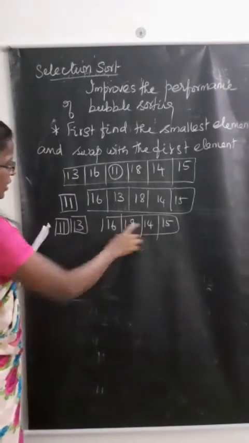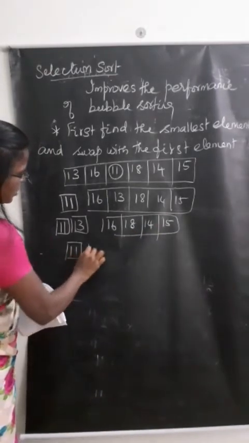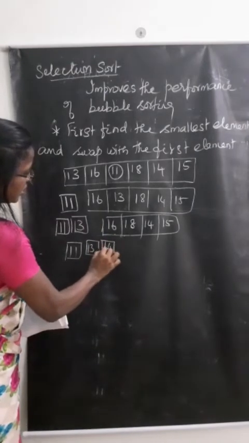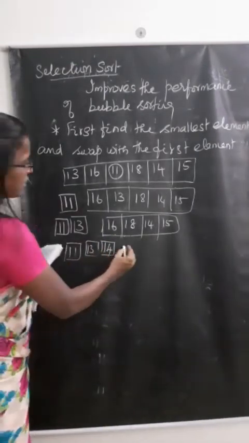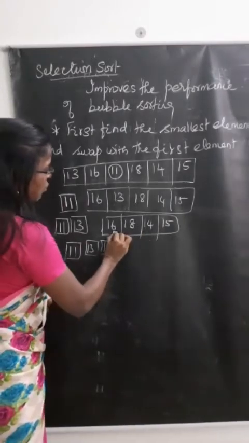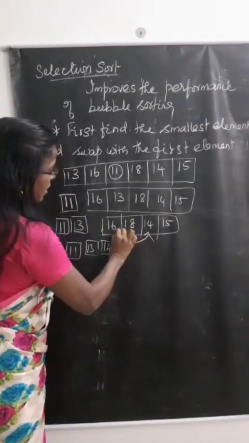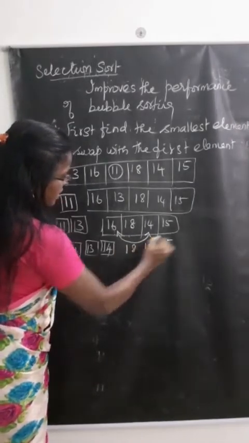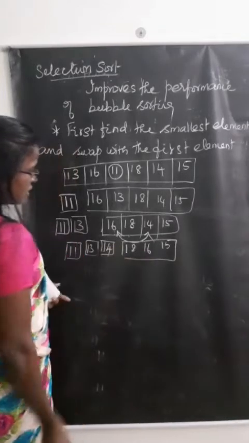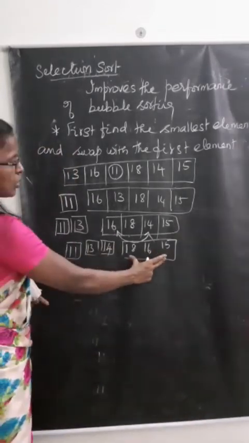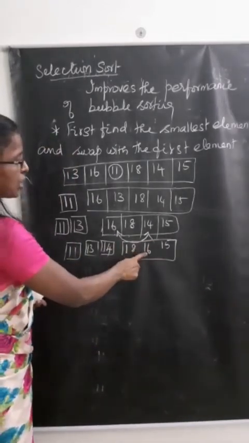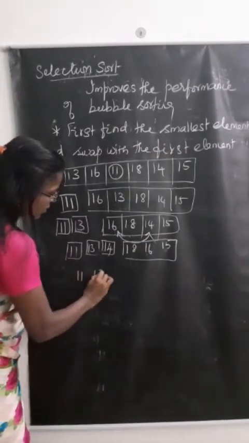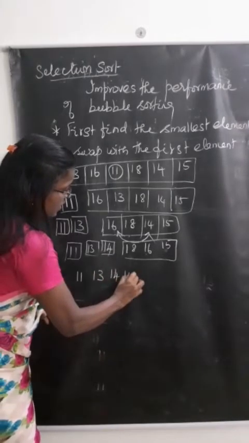Then again 11, 13, 14. On the left side the arrays are sorted. In the 14th place, now 16 is swapped. So 18, 16, 15. This is the sorted array, this is unsorted. Then again find the smallest element. 15 is the smallest element. So 11, 13, 14, 15.